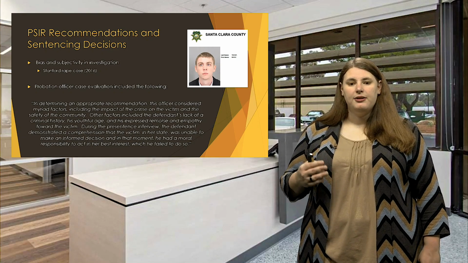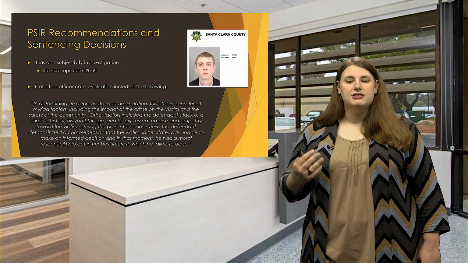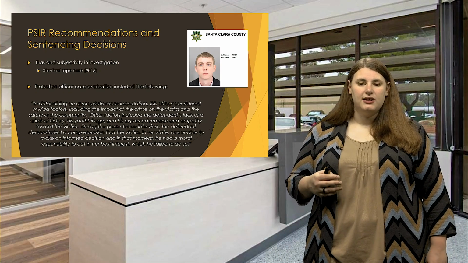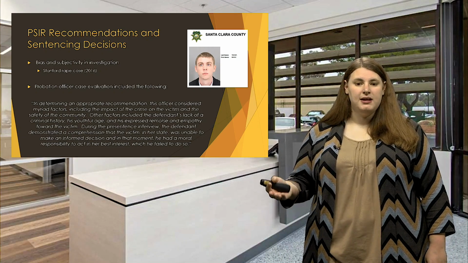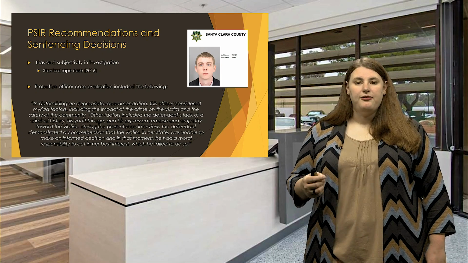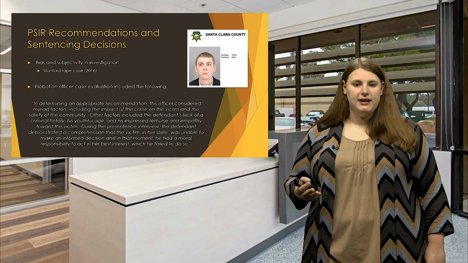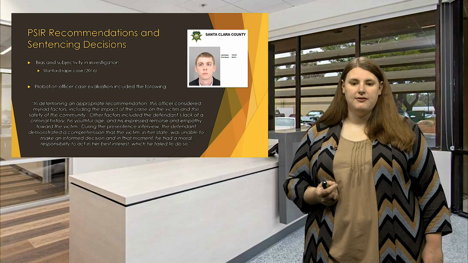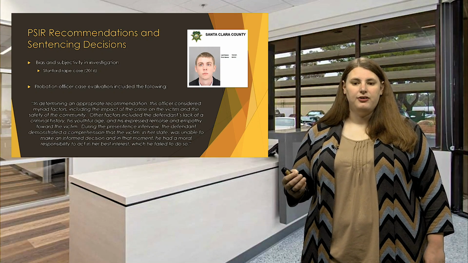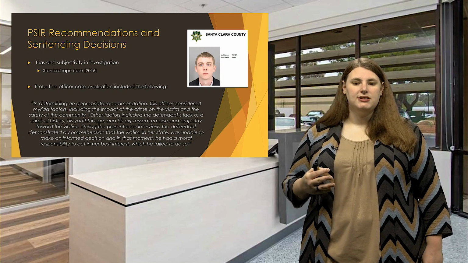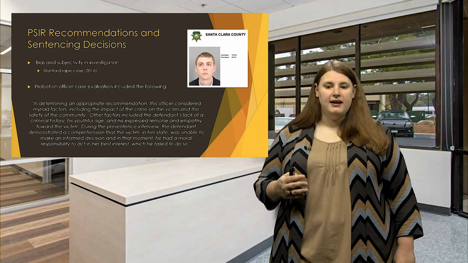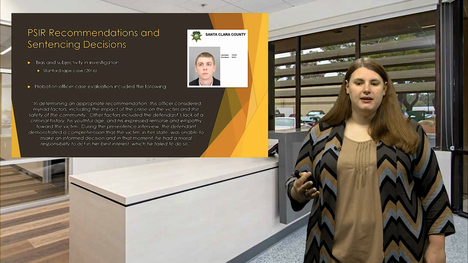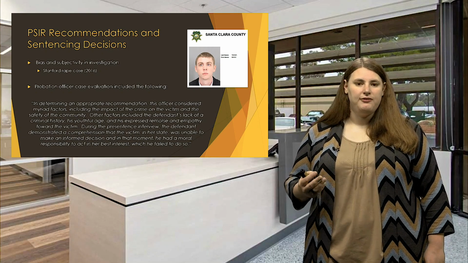In the PSIR, the probation officer wrote, quote, in determining an appropriate recommendation, this officer considered myriad factors, including the impact of the crime on the victim and the safety of the community. Other factors include the defendant's lack of a criminal history, his youthful age, and his expressed remorse and empathy towards the victim. During the pre-sentence interview, the defendant demonstrated a comprehension that the victim in her state was unable to make an informed decision, and in that moment, he had a moral responsibility to act in her best interest, which he failed to do.